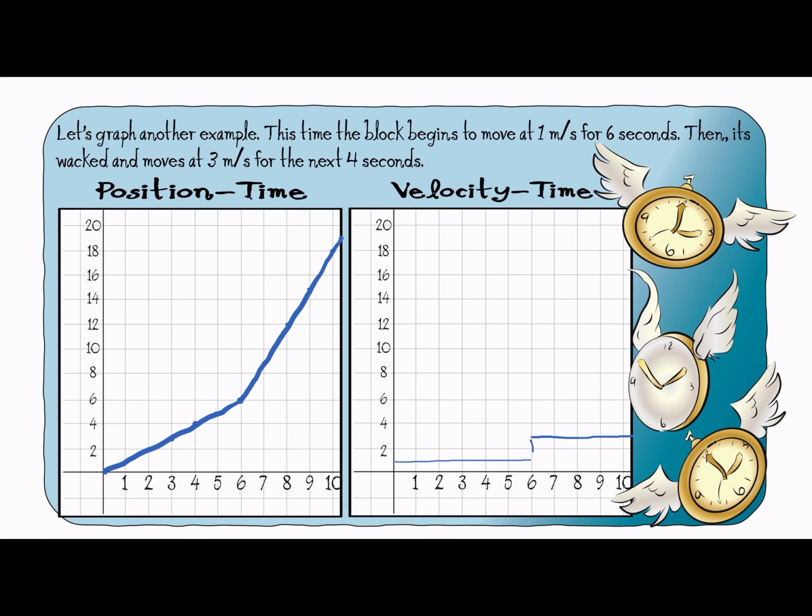In the velocity time graph, it was at 1 meter per second for the first 6 seconds, and then at 3 meters per second for the next 4 seconds. So we have two different lines on the velocity time graph.